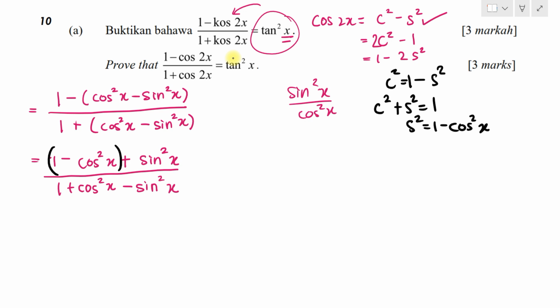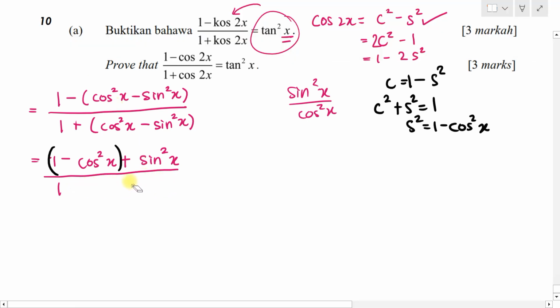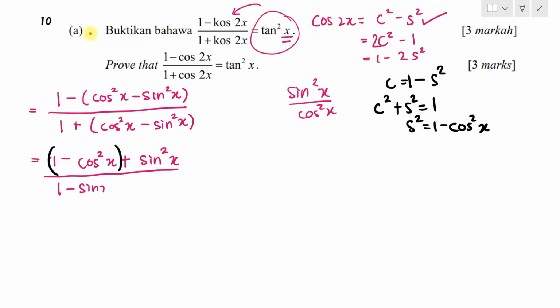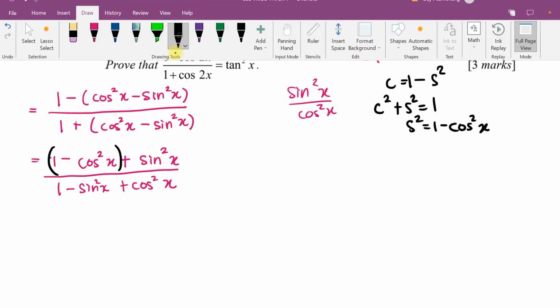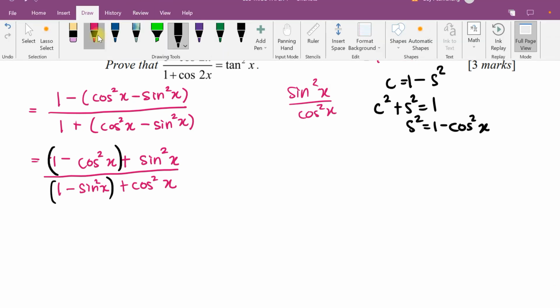So how does it become? Let's see. This 1 and this minus sine square, maybe I rephrase it first. Maybe like this: 1 minus sine square x plus cos square x. So now I can replace these two things. Replace with what? Okay, let's see.